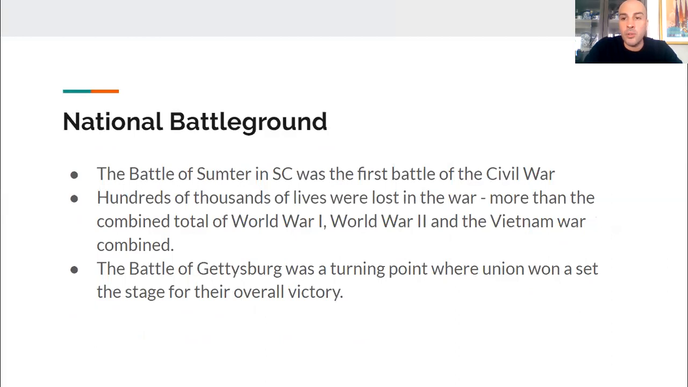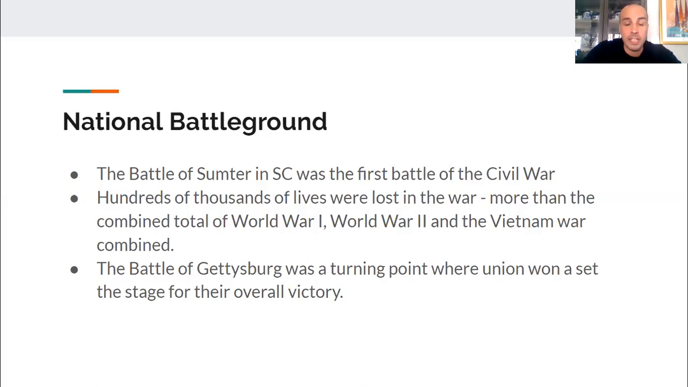If you think of the country as a national battleground, the Battle of Sumter was in South Carolina, and it was actually the first battle of the Civil War. A lot of people don't realize that hundreds of thousands of lives were lost during the Civil War. It was in excess of 600,000, but some studies today say it could have been many more. The number stands between 600,000 and 700,000. In fact, that is more than the combined total of World War I, II, and the Vietnam War altogether. So more people died in the Civil War than died in three other wars combined.